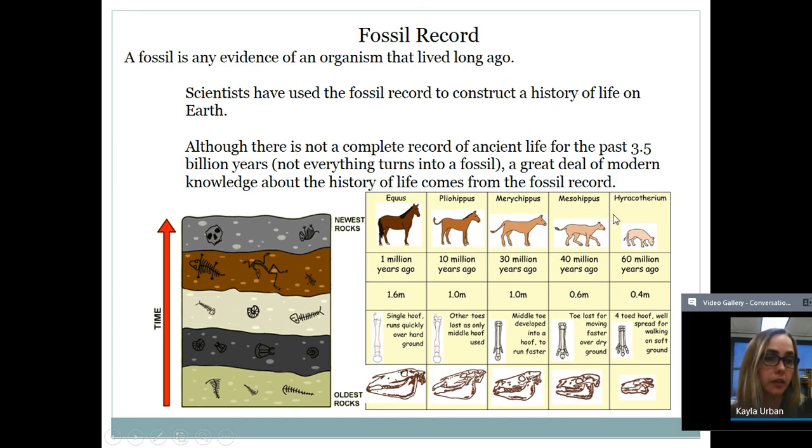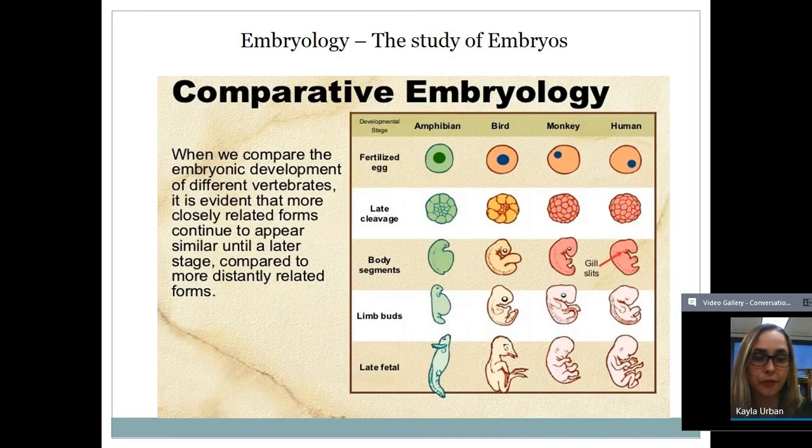You can see this exhibit at the Museum of Natural History that shows the evolution of horses over time. And that's a good one to go visit. It's really neat. Embryology is another example of the anatomical record being used in support as evidence of evolution.